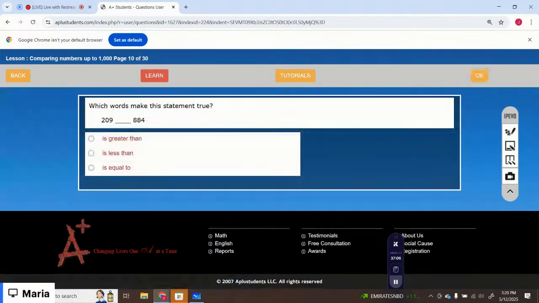Which words make the statement true, 209 and 884? So which is the correct option? 209 is less than 884. Okay, you can complete the lesson by yourself today. Let me just move on to the next lesson.